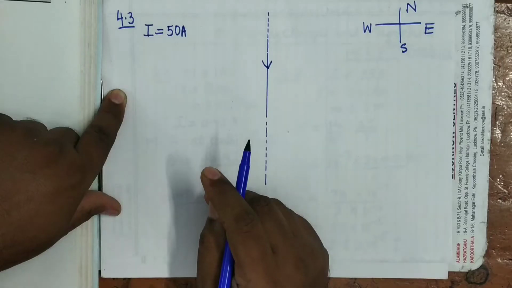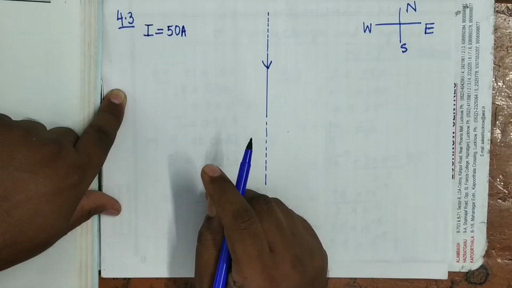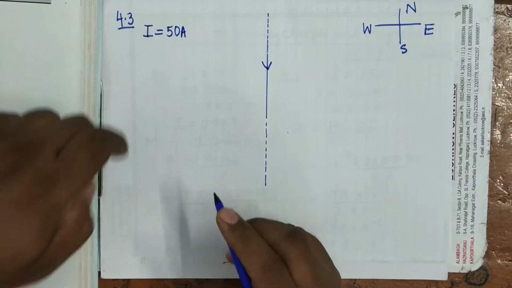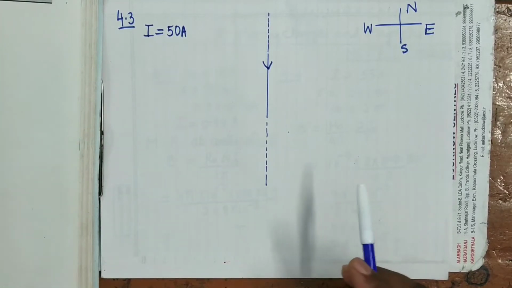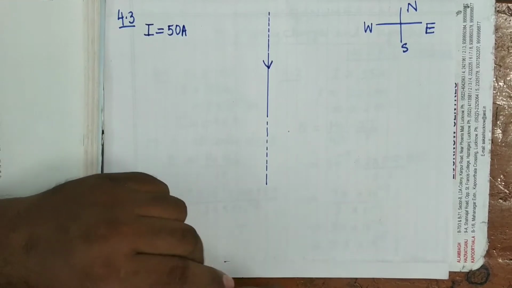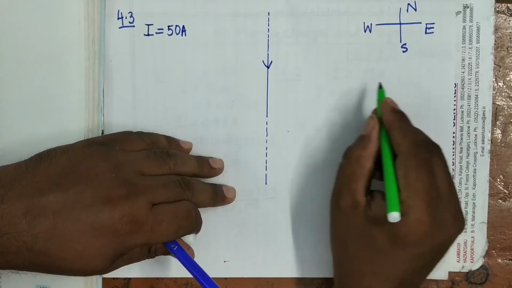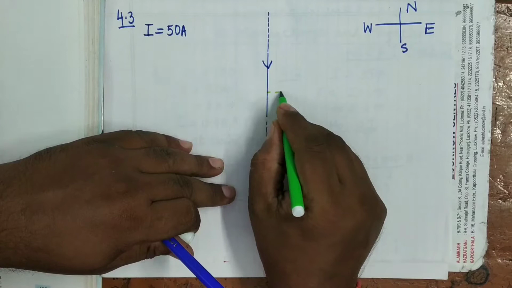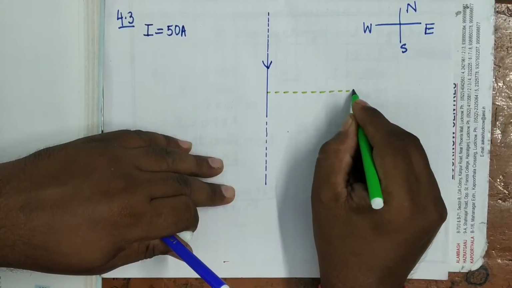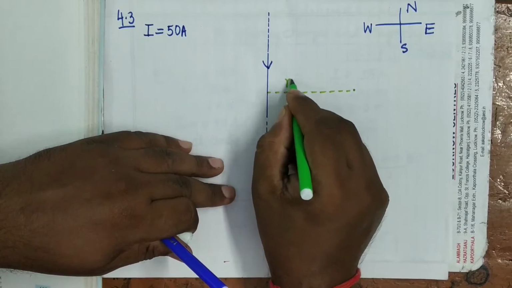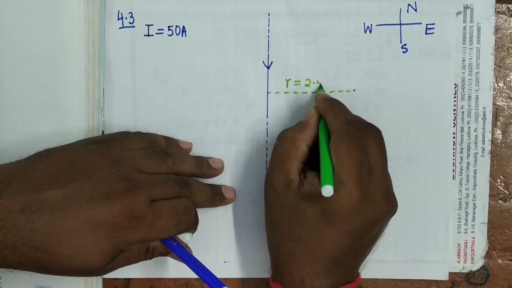Give the magnitude and direction of B at a point 2.5 meter east of the wire. So 2.5 meter east of the wire means this point is in the east direction, in this direction. At what distance? It is at a distance of 2.5 meter here. R equals 2.5 meter.